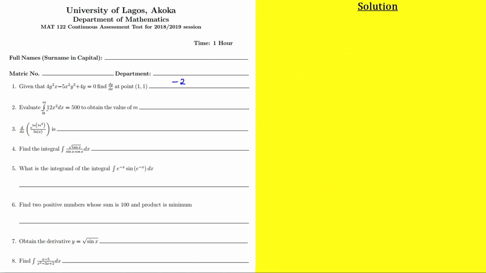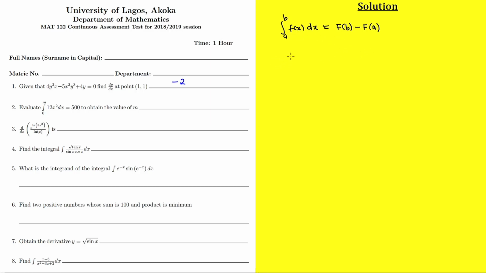All right, in this question 2, they said evaluate the integral from 0 to m of 12x squared dx to be equal to 500 to obtain the value of m. Now from your elementary class in calculus, you remember that if you have the integral of some function f of x, taking the lower limit to be a and the upper limit to be b, dx, from the fundamental theorem of calculus, this is going to give us F of b minus F of a, where F of x is the antiderivative of your function f of x, this small f of x here.